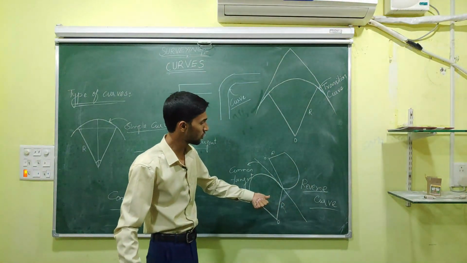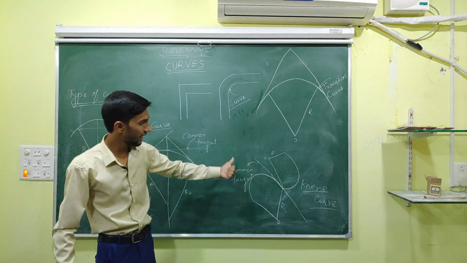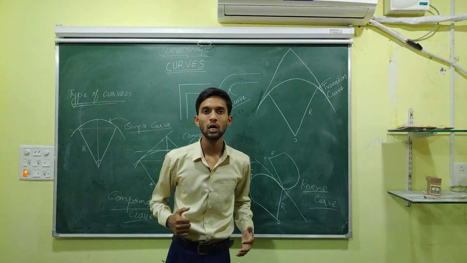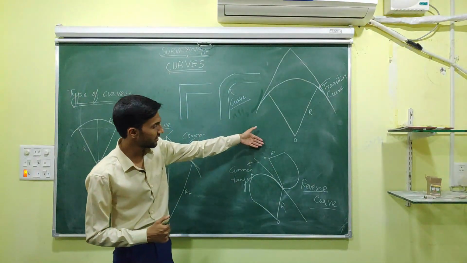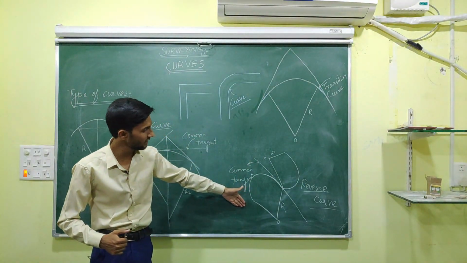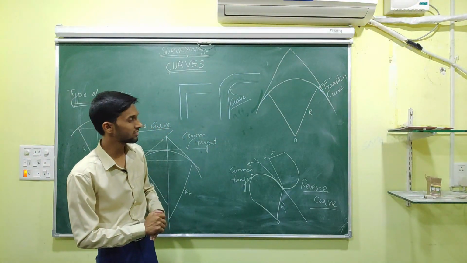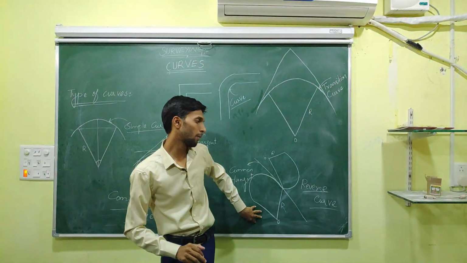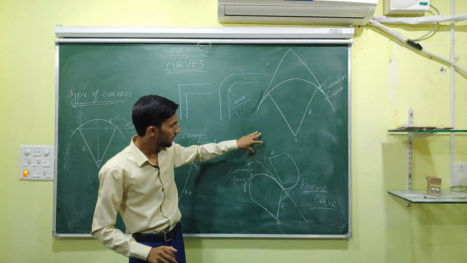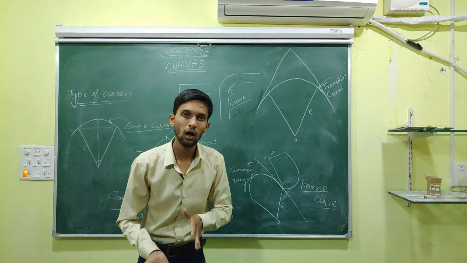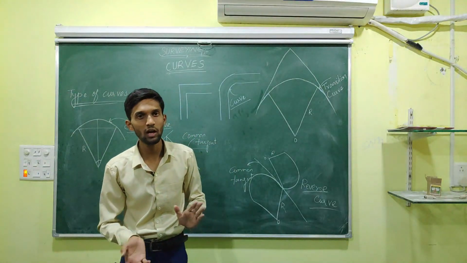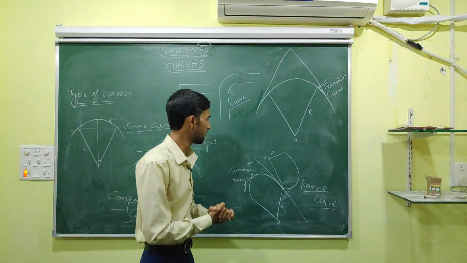When we move to the reverse curve, the radii are present opposite to the common tangent. One radius is on the left side and one radius is on the right-hand side. That type of curve is called a reverse curve, and the radii may be equal or unequal. That is called a reverse curve.